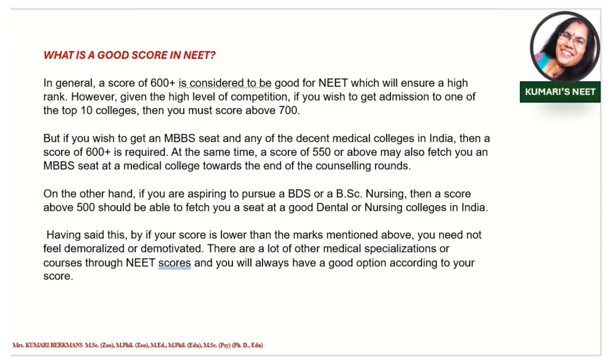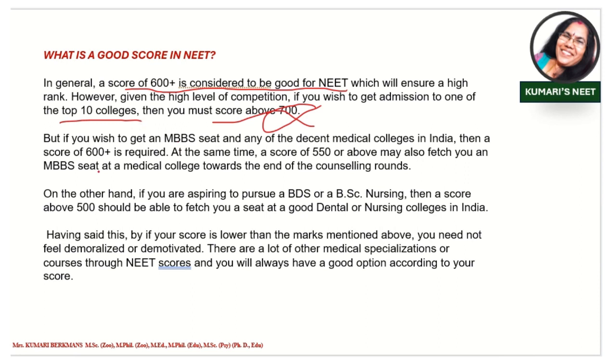Then what is a good score? What is a good score you can get to enter into the medical college? A score above 700 can get you seats in the top 10 colleges. A score above 600 is considered a good score for medical entrance. 600 plus is a very good score, but if you take 700 and above, you will get seats in the top 10 colleges.